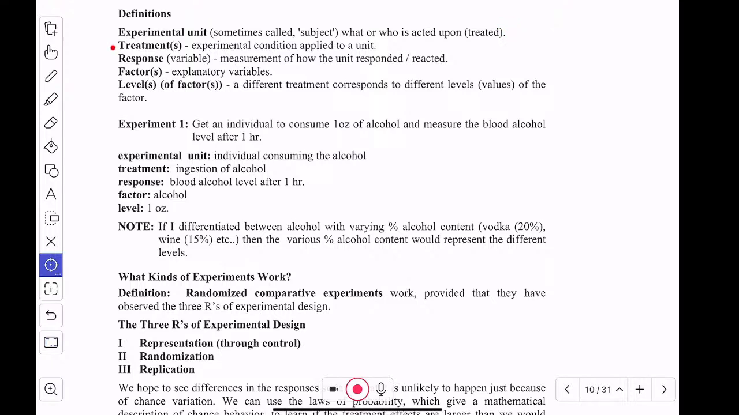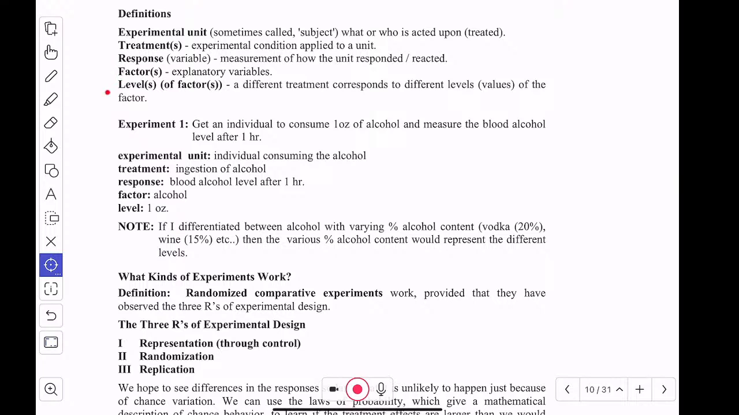The treatments of an experiment are the experimental condition or conditions applied to a unit. The response is a variable that measures how the unit responded, or the subject responded or reacted. Factors are the variables that we think will explain the response. We're going to see if we can measure the relationship between the treatment, the explanatory variables associated with the treatment, and any response. And so those are called factors.